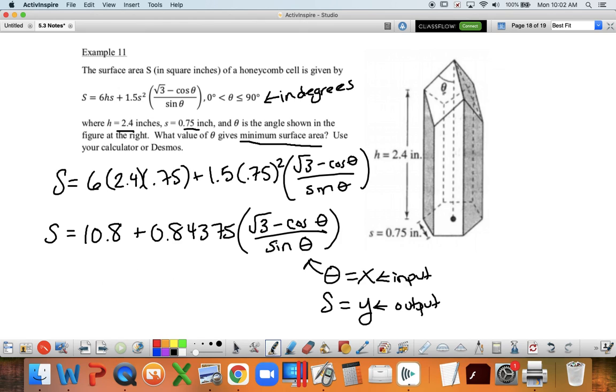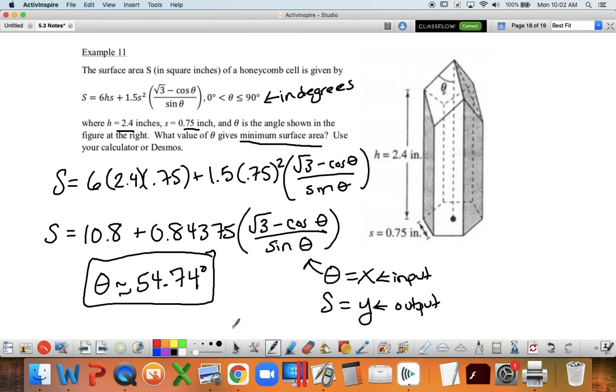So I get my minimum theta value is approximately 54.74 degrees. That represents the minimum angle to give me the smallest amount of surface area.